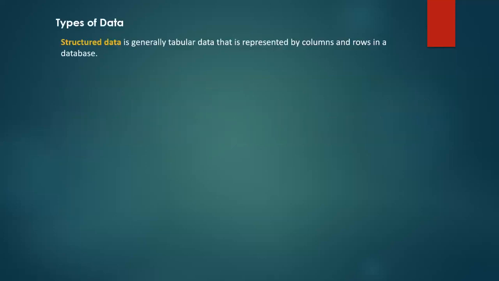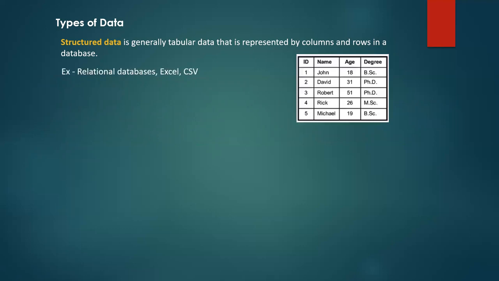If you don't know what the types of data are, we'll also cover that. We have mainly three types of data. First, structured data. This is how structured data looks. It is represented by proper columns and rows. Mostly databases like SQL database, and also file formats like Excel and CSV, are good examples of this.